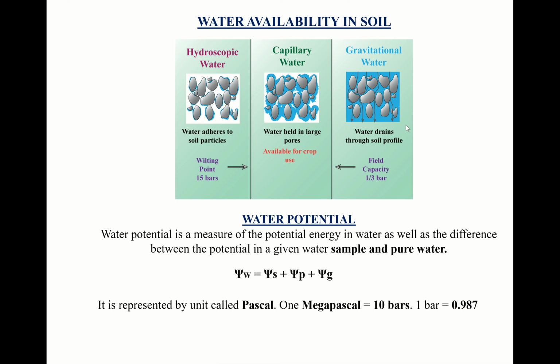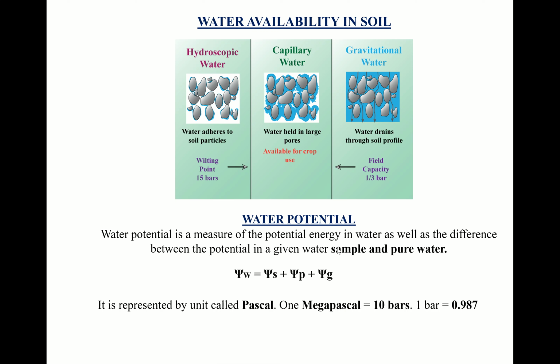Okay, so what is gravitational water? After rainfall, water falls directly and reaches the soil. It moves down by gravity, and it is accumulated in the groundwater. Okay, and this water cannot be used by the plant.